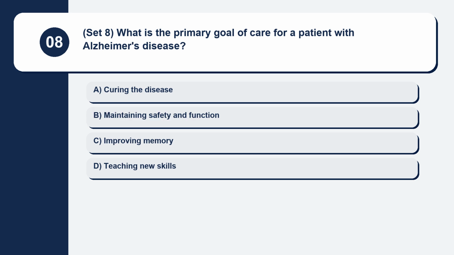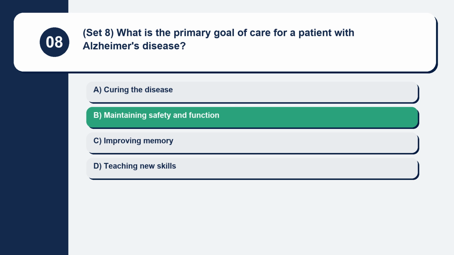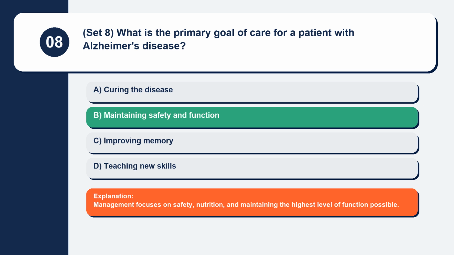Question 8, Set 8. What is the primary goal of care for a patient with Alzheimer's disease? Curing the disease, maintaining safety and function, improving memory, teaching new skills. Management focuses on safety, nutrition, and maintaining the highest level of function possible.